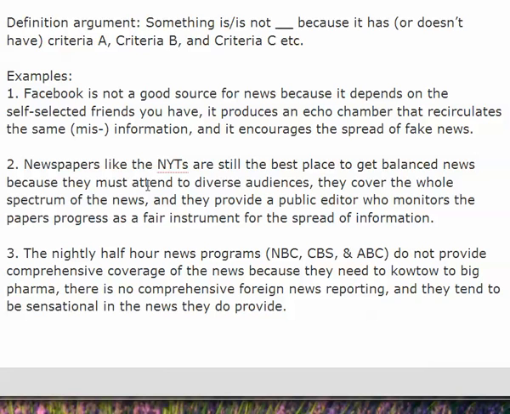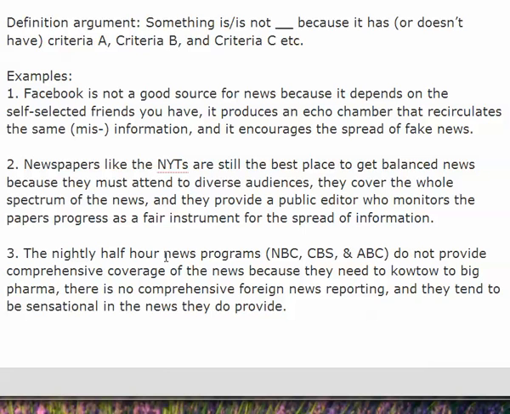Newspapers like the New York Times are still the best place to get balanced news because they must attend to diverse audiences, they cover the whole spectrum of news, and they provide a public editor who monitors the paper's progress as a fair instrument for the spread of information. So this is the claim here: newspapers like the New York Times are still the best places to get balanced news. And then because, and here are the criteria.